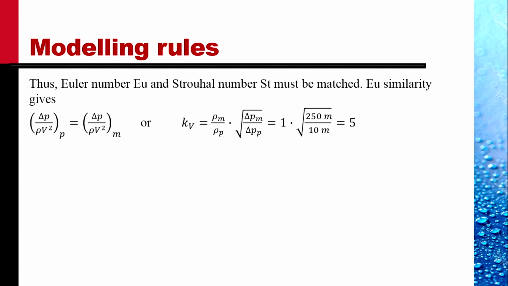Now, in our problem, we match the Euler numbers. We get a relationship for Kv. Rho is the same. The ratio of delta P in the model and the prototype is given as 250 meters for the prototype divided by 10 meters for the model. And so this is like 5. That is the velocity ratio.